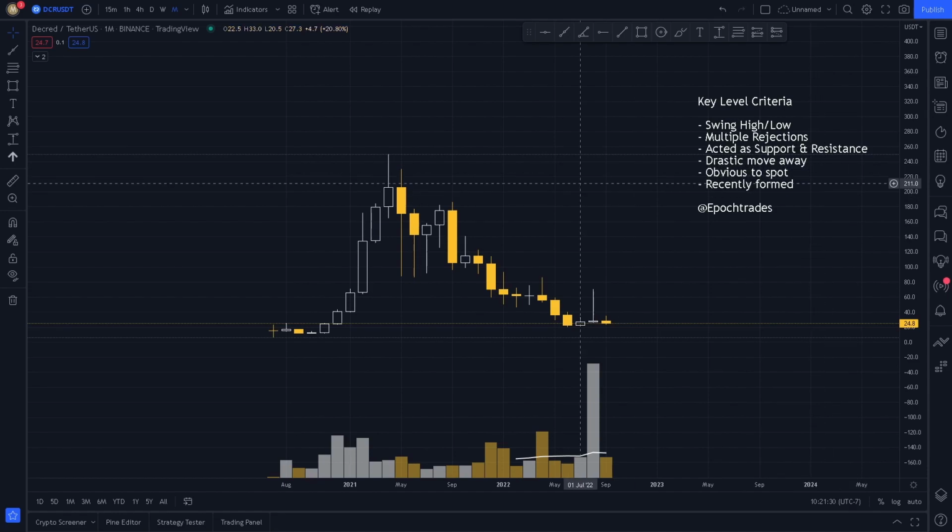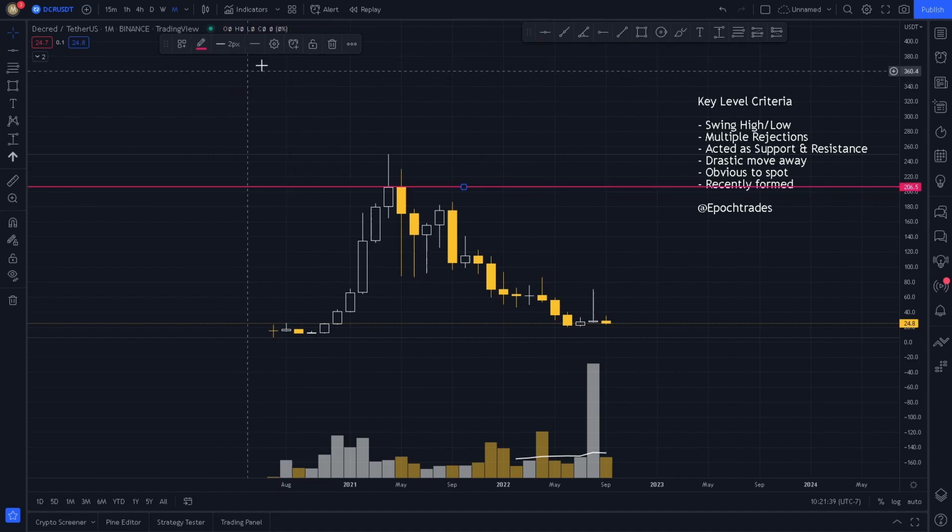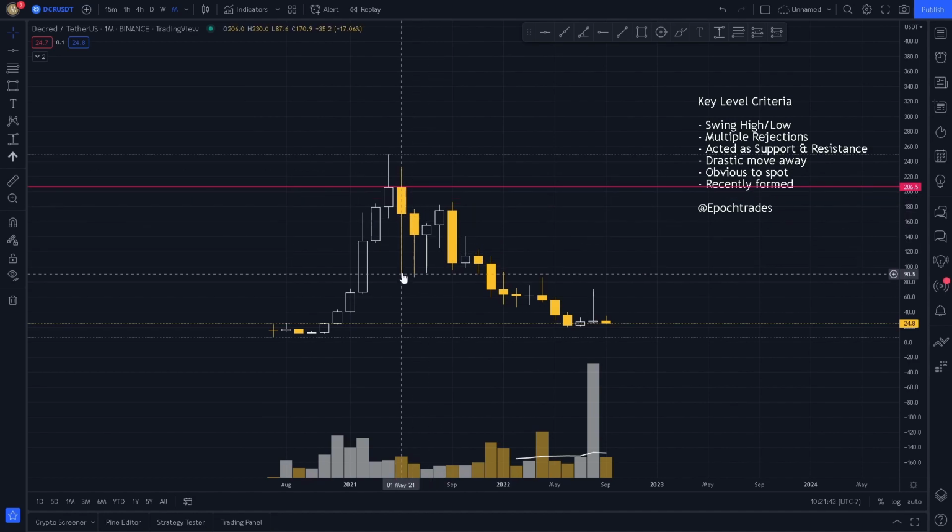We can first notice a key level here. So we plot that in. As price comes down, we can see there's multiple reactions to this level here. So let's plot that in.